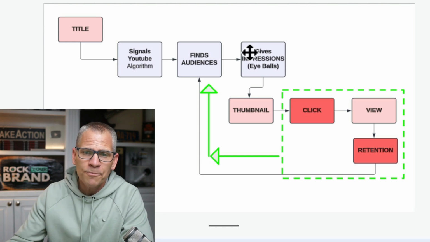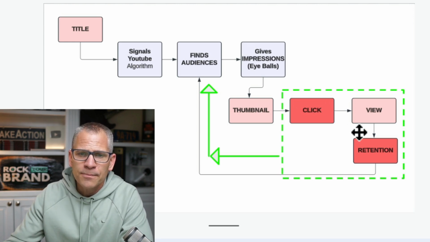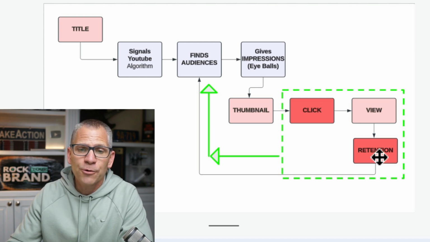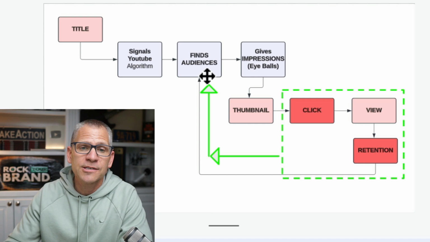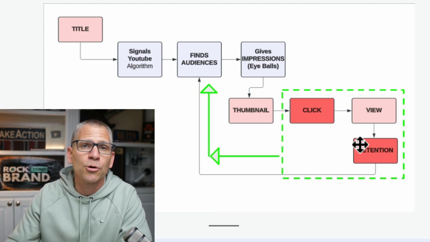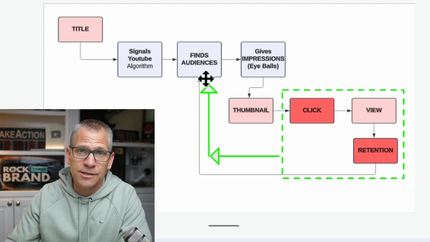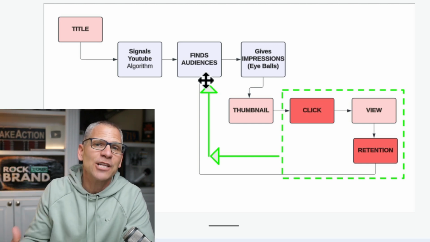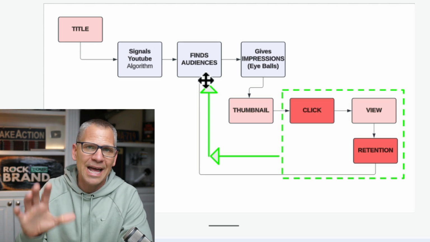All right. So just looking over here, once we get the click, we get the view, but then we have to keep the retention. And if we keep the retention, then we're going to get pushed by the algorithm, and it's going to say, hey, find more audiences for this video. It's doing really good. People are clicking and people are watching. Let's push it to more audiences. And then if we do that, guess what? It just keeps going. And that's what we want. So that's what I'm hoping to help you with here today.